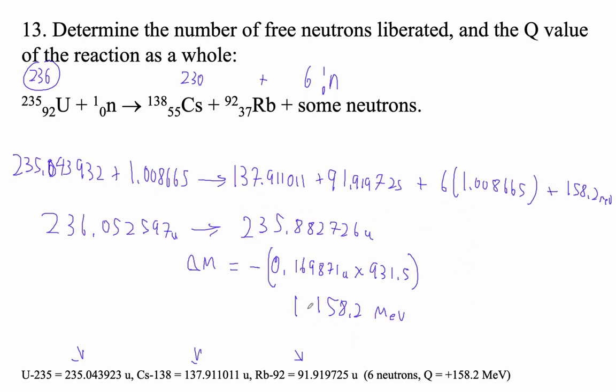So the Q value is positive, 158.2. And that's a lot. 158 million electron volts of energy released would compare to an ordinary chemical reaction would be on the order of tens of just regular electron volts. Not MeV, but just electron volts, okay?